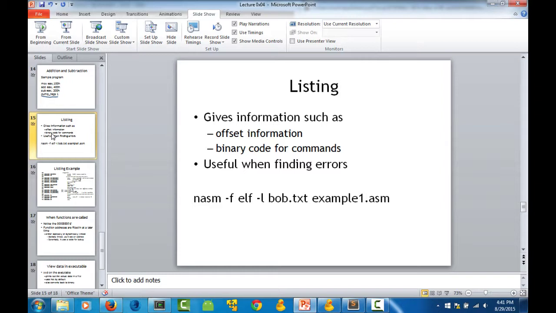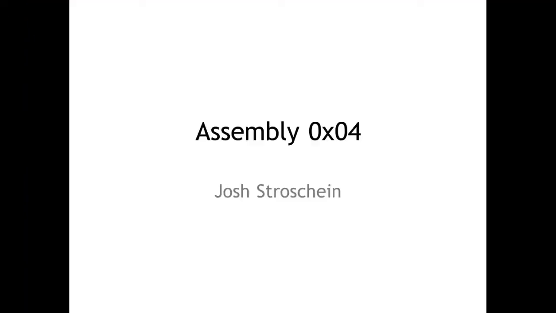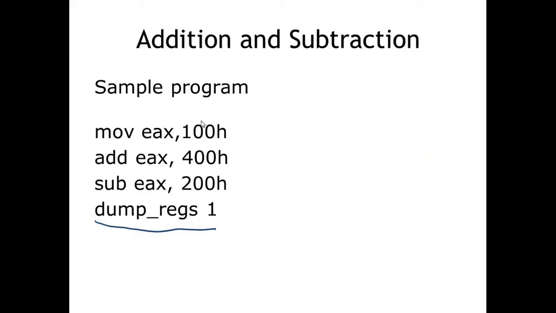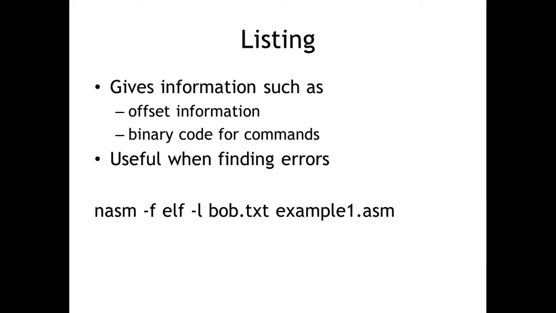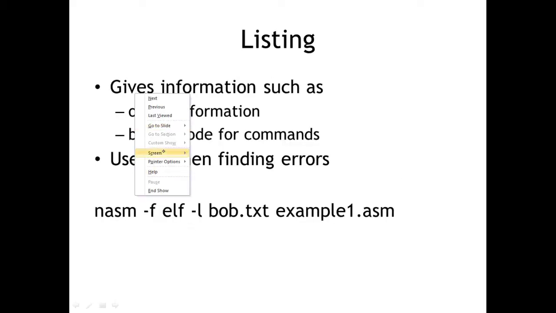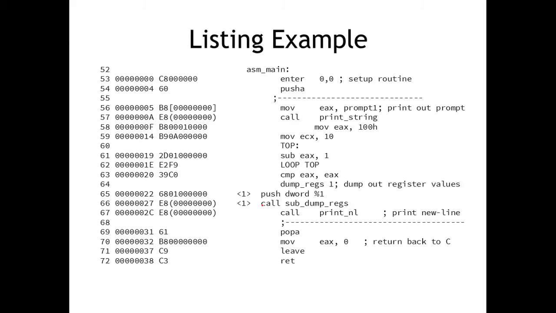It's useful for finding errors when you want to generate a listing. What you can do is, using NASM, this -L option, and then the name of the listing file. And then once you do that, this would be an example of results.